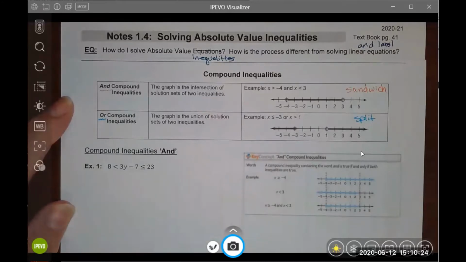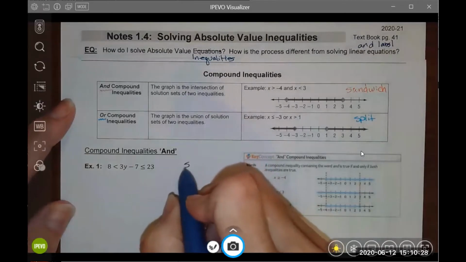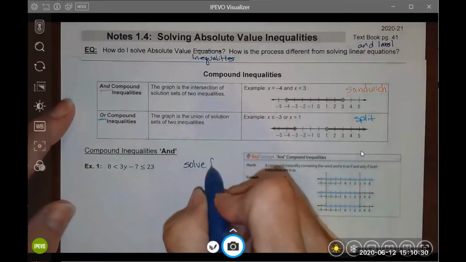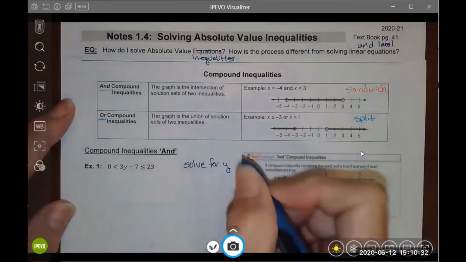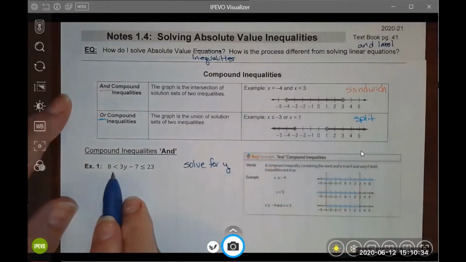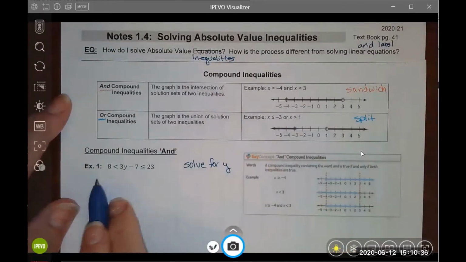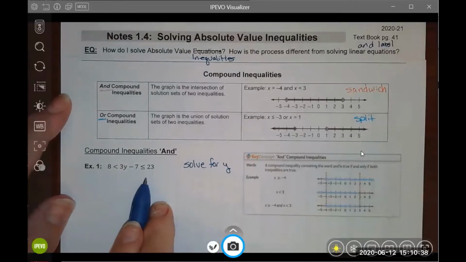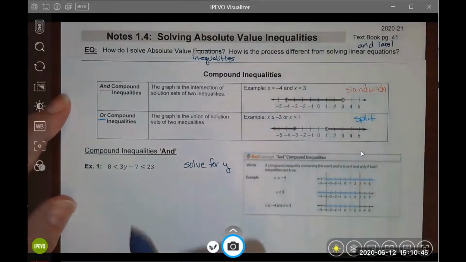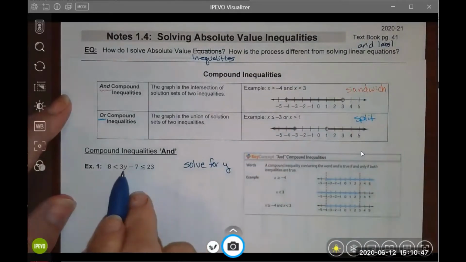To solve this, I solve it the way I would solve any equation. I'm going to solve for y. And the only thing I need to remember is that when I'm working with inequalities, if I multiply or divide my inequality by a negative number, then I have to flip my inequality symbol. Otherwise, we're good to go. What I want to do is isolate my variable, and I'm going to use order of operations sort of in reverse order to do that.